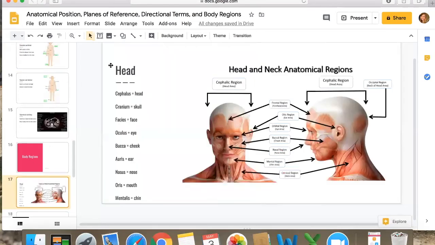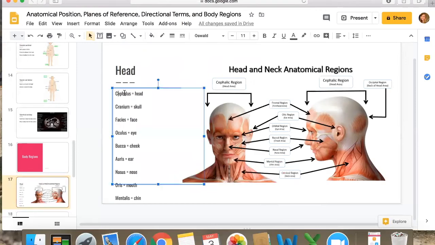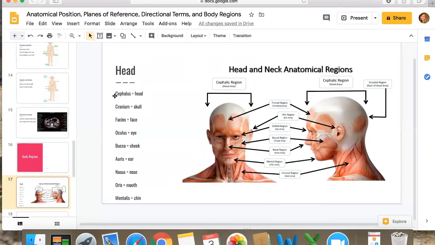So body regions, let's look at the head here first of all. So a lot of these are root words either from the Greek or Latin language. So they're very helpful to learn, I think, just in medicine. So cephalus is going to be referring to the head or the cephalic region. Cranium is referring to the skull. Facies, face, easy one. Oculus, referring to the eye. Bucca or buccal, or many ways to say it, is referring to the cheek region. Oris is the ear. Nasus is the nose.